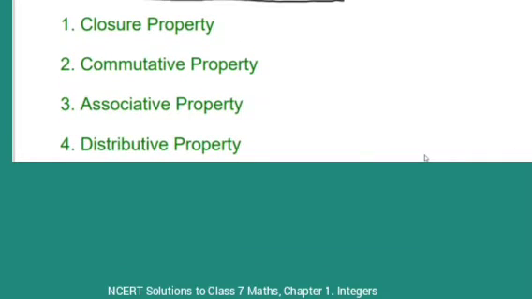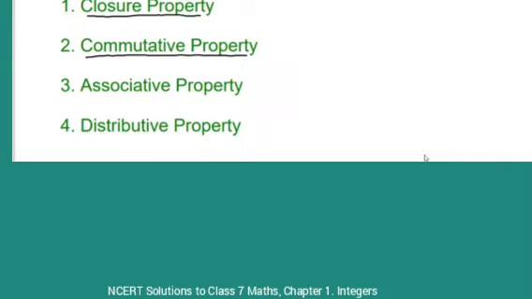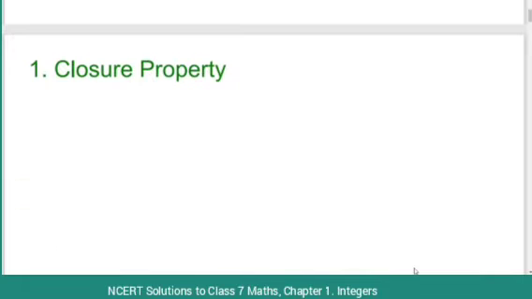Properties of integers are: first one is closure property, second property is commutative property, third one is associative property and fourth is distributive property. Closure, commutative, associative and distributive properties.